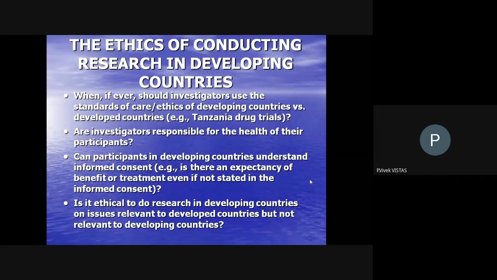So we can't do something without benefit to us. It is not ethical. It is not a legal thing also. That is the thing they are telling. So these things we need to consider before moving into a project in developing countries. Okay? We cannot do research here for somebody else's benefit. It is also not needed.